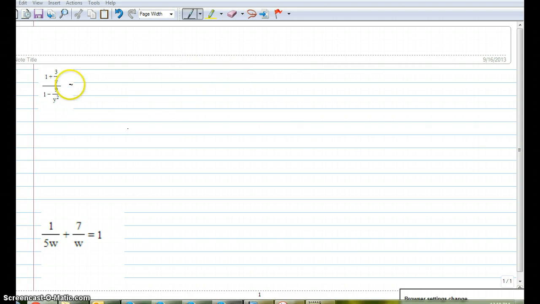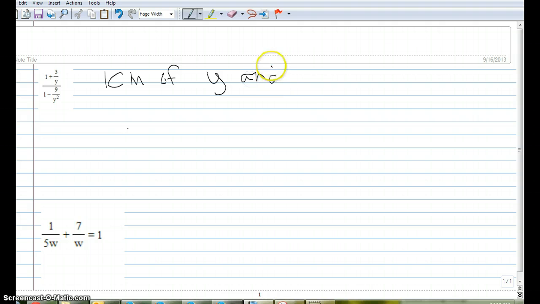So we want to look at the denominators, which we have y and y squared, and we want to come up with the least common multiple. So the LCM of y and y squared, well, that's going to be y squared, because we can take y into y squared. So we're going to get everything to have a denominator of y squared. So let me write this out.